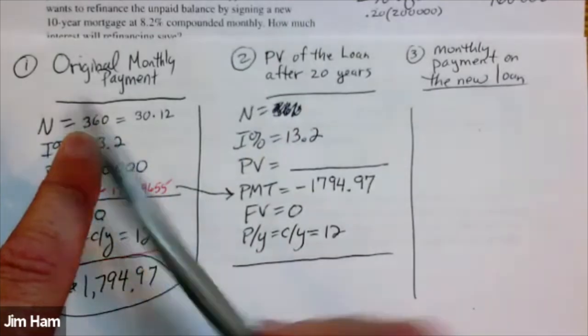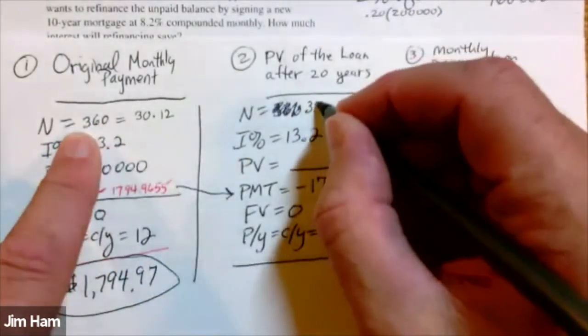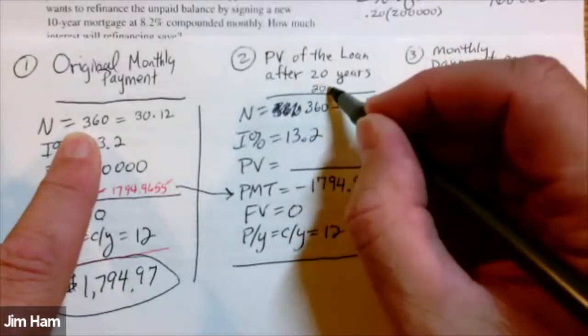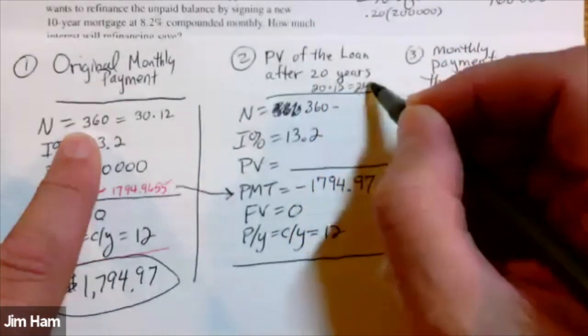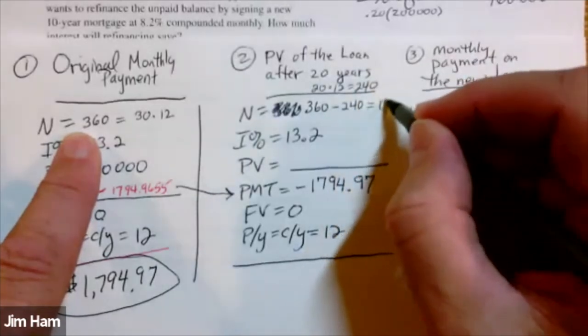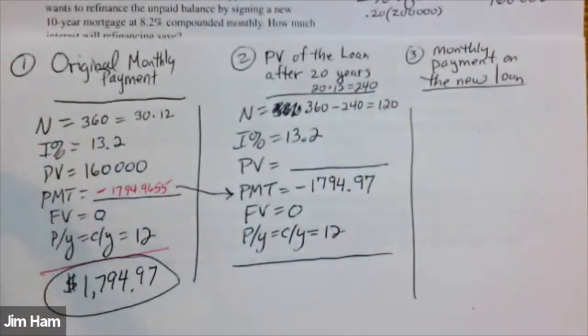Number of payments remaining. So we started with 360. After 20 years, 20 times 12 is 240. There were 240 payments made. So there are only 120 payments remaining on this loan.